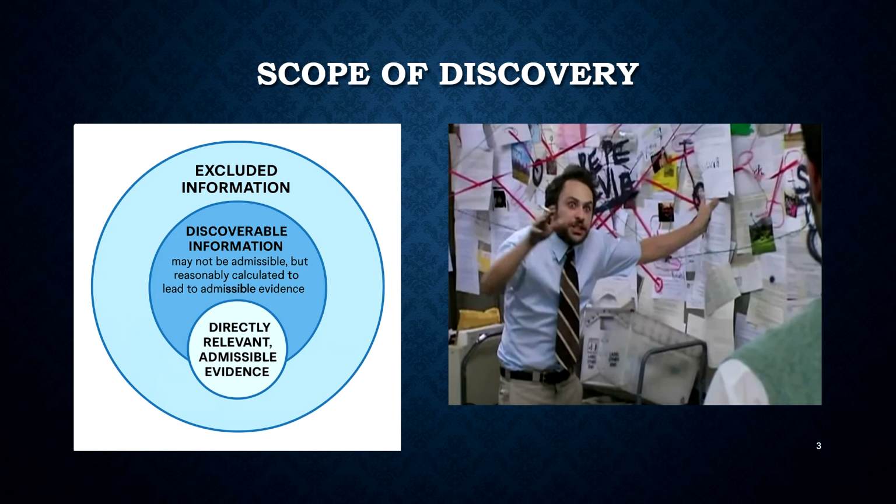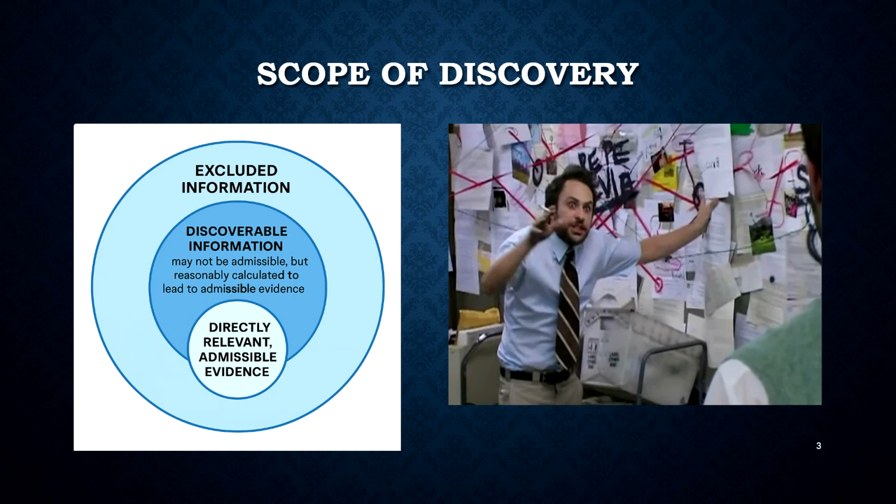The next layer out includes information that might not be admissible itself, but could help us find admissible evidence. This is where most of our discovery efforts focus, like emails, internal communications, or background documents that help us understand the facts or identify key witnesses.